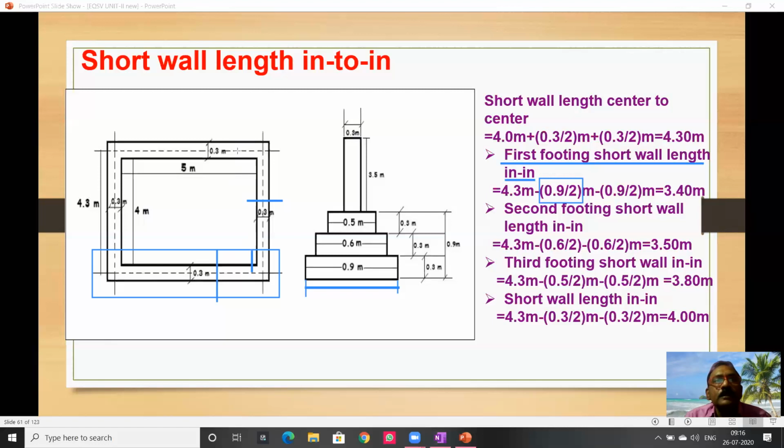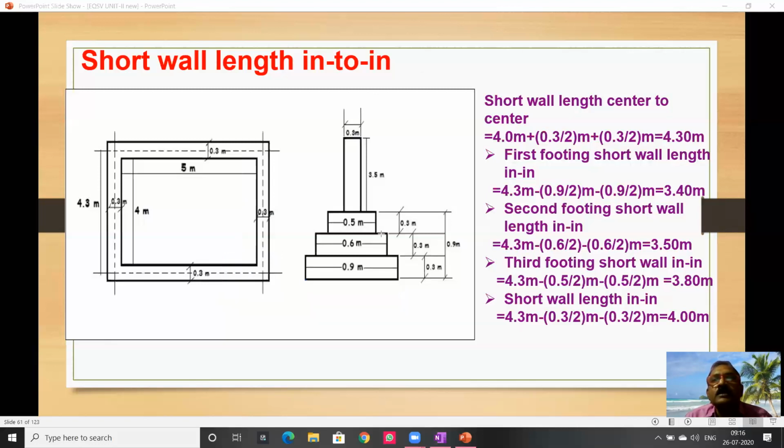This is center to center, right? So here, if you look at this, you will understand it in a better way. The center to center is 4.3 meters. Now suppose this is given 0.9. Suppose for example this is 1.2 meters. You have to subtract half of this, 1.2 by 2. Okay. So not this section. This is 0.9. This you will do in longitudinal, long wall.